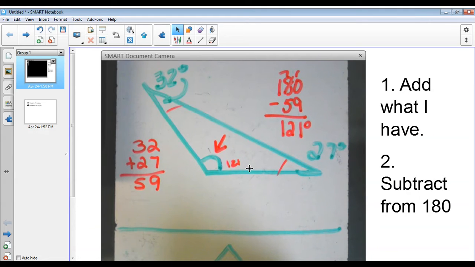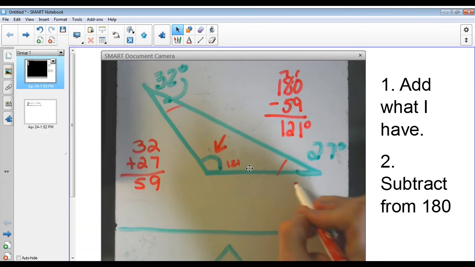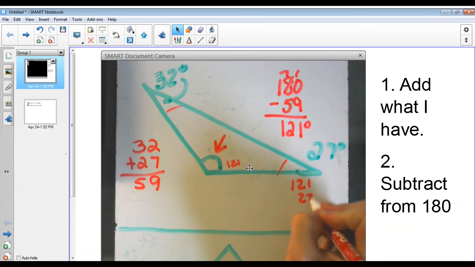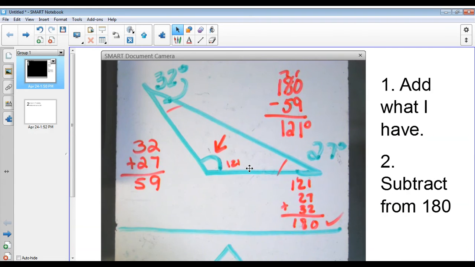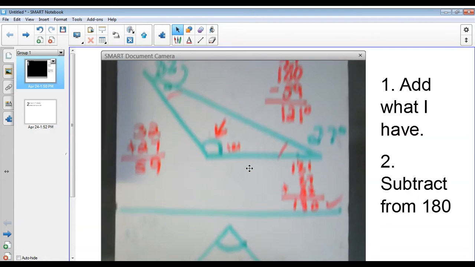How do I check my answer to make sure that it's right? Well, when I add 121 plus 27 plus 32, this has to come out to equal 180. And if I check my work, 3, 5, 8, 180, my answer checks out. So this angle is 121 degrees.